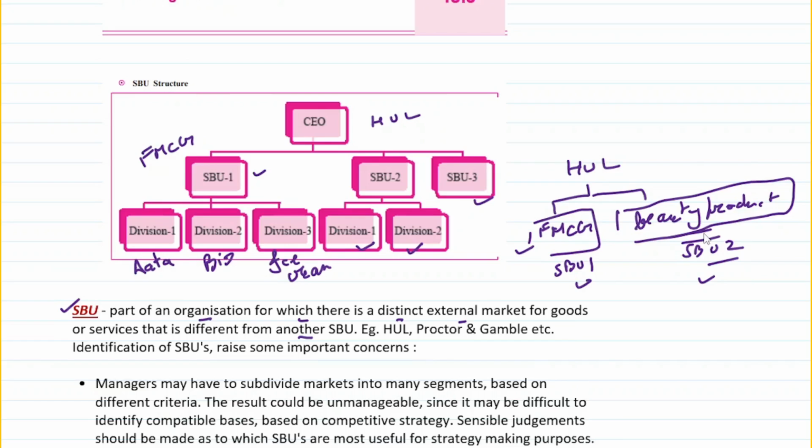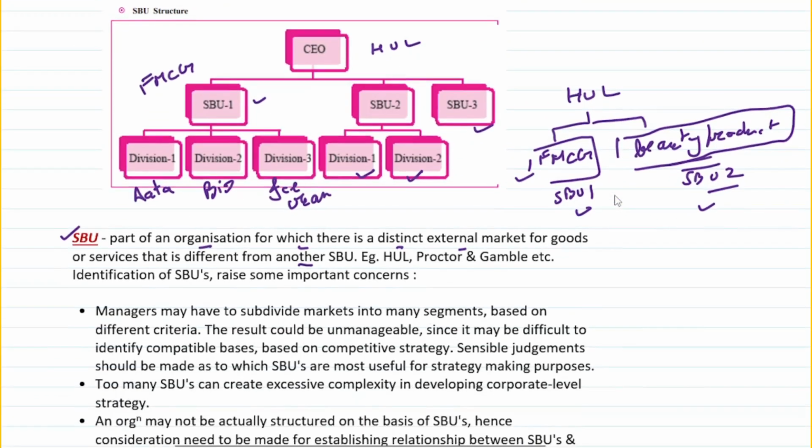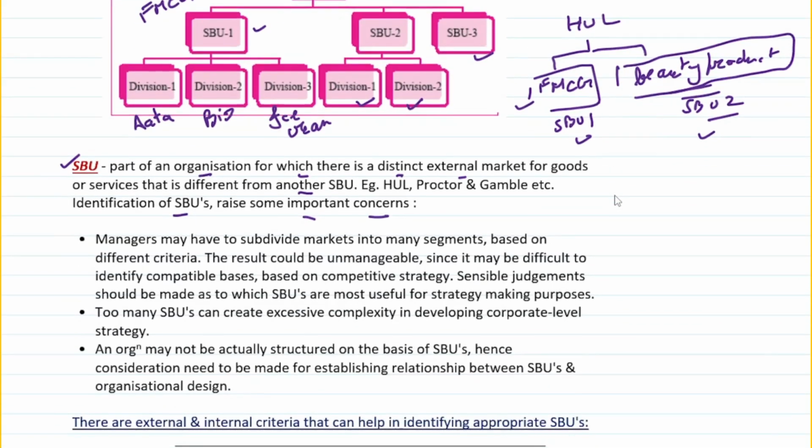Right? Now an example can be HUL. Procter and Gamble is another FMCG company, similarly like HUL, which can have different SBUs as such. Now, identification of SBUs raises some important concerns. Now, what are the main concerns as far as SBUs are concerned?